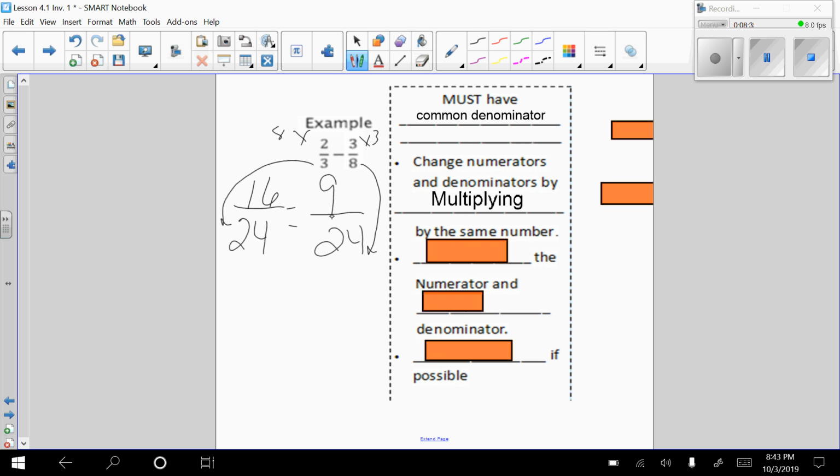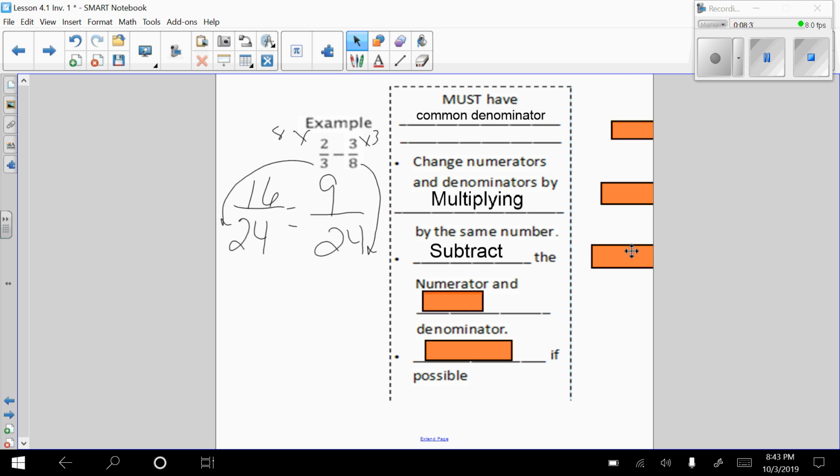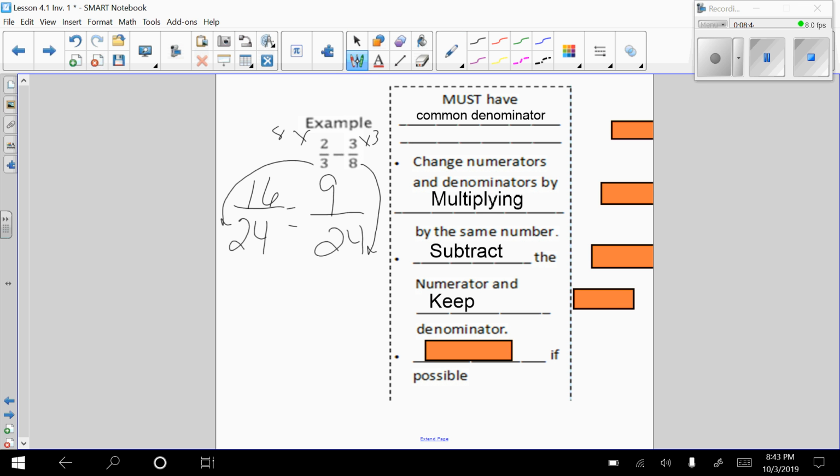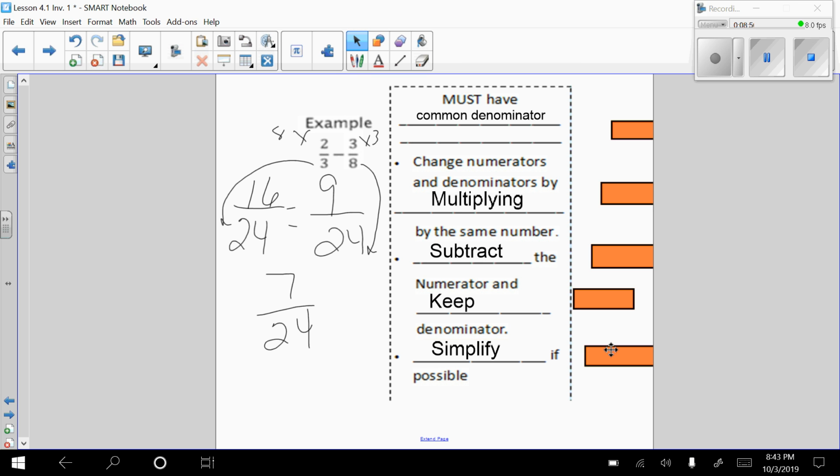Now that I have that, I can go ahead and subtract the numerators and keep the denominator. So 16 minus 9 is 7. Keeping the denominator is 24. Now ask yourself again, can you simplify this? In this case, the answer would be no, so simplify if possible is not necessary.